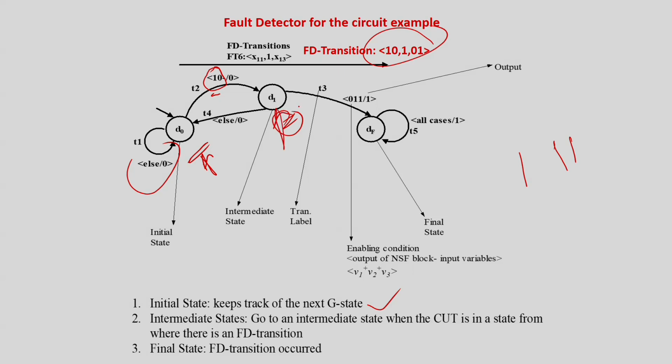So the tester is going to go to the intermediate state, and the final state basically if an error is detected, that is 0 1 is the next state and 1 was the input. So in this case the fault is detected, and then you will get stuck in the tester saying that the error has been detected. The output is actually telling you that an error has occurred.